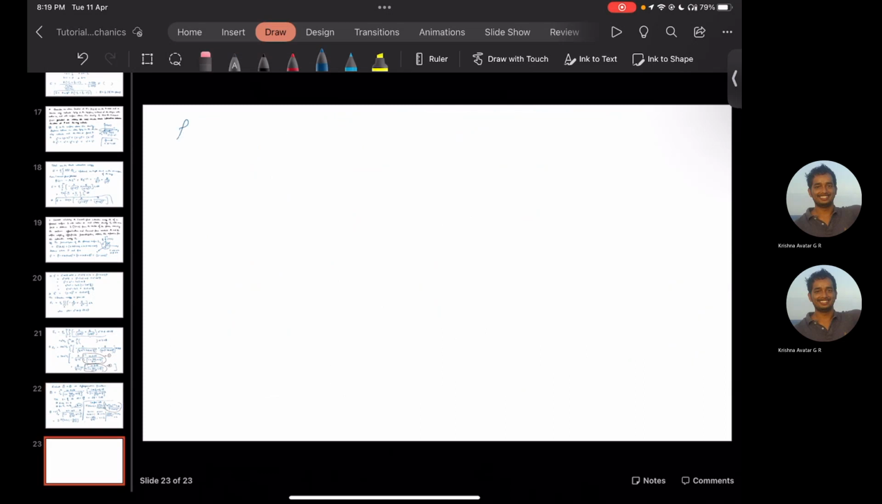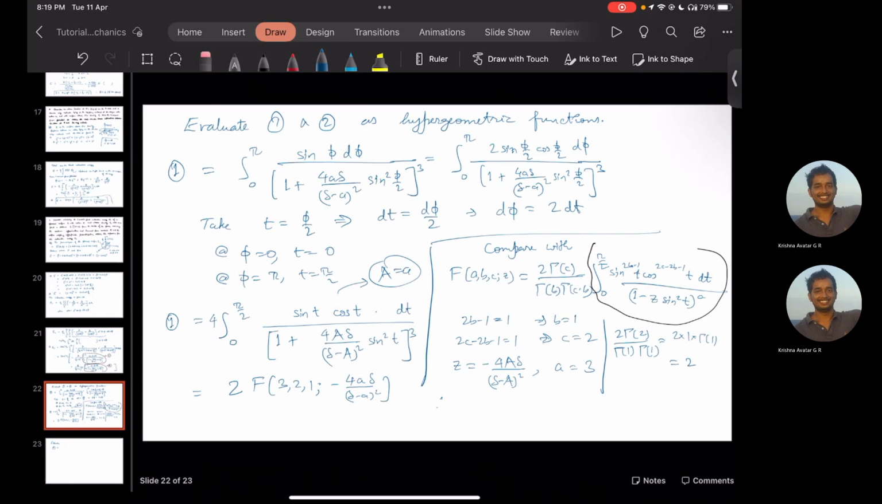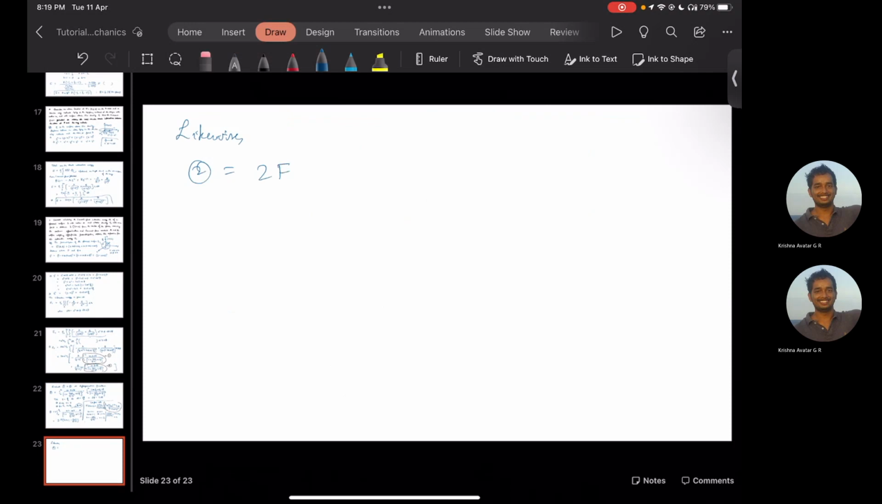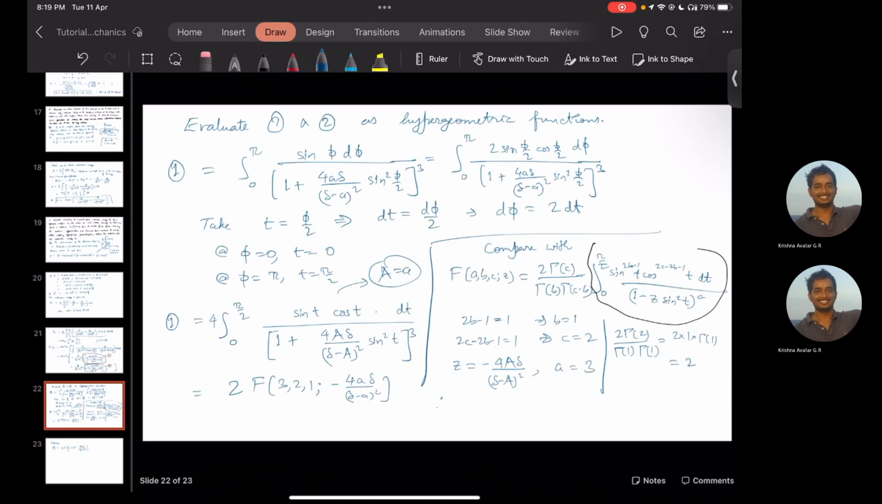Okay. Likewise, integral 2 evaluates to, all that changes is the value of a. So integral 2 evaluates to 2 into f, and this you can verify, please. A is 6, 2, 1, and minus 4a del by del minus a whole square.